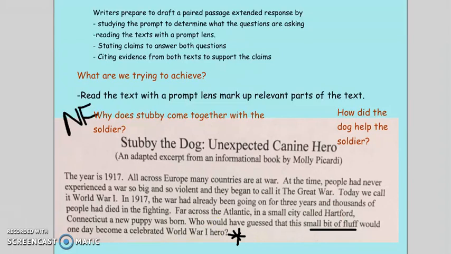Alrighty. So I already know where this dog is from, Hartford, Connecticut. The dog's being born. He's going to become a hero. Alright, let me continue reading. And the author asked me the question, who would have thought, right, that he would become a hero? So I'm guessing they're going to show me how the dog became a hero too. So let's continue reading.